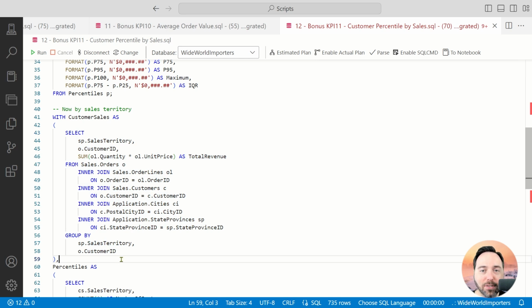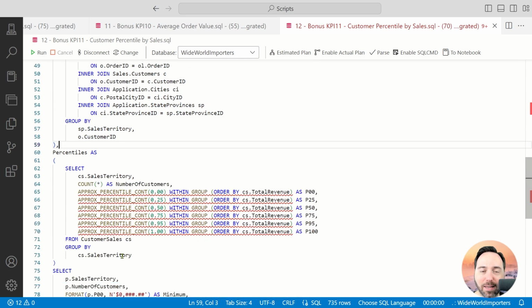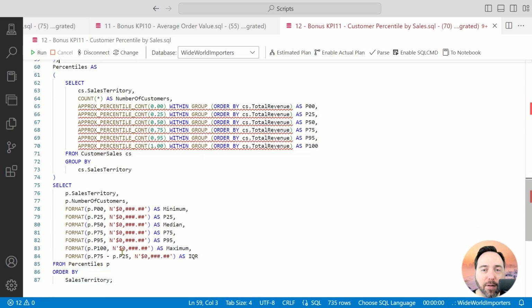Next, the percentiles common table expression is slightly different from before. This time around, I'm introducing sales territory and then performing the approximate percentile function calls. Because these are ordered set functions, they take into account the group by clause, and so we're going to group results by sales territory and then perform the percentile approximations. This will give us a minimum for each sales territory, a 25th percentile for each sales territory, and so on.